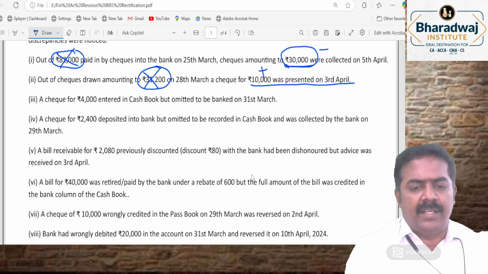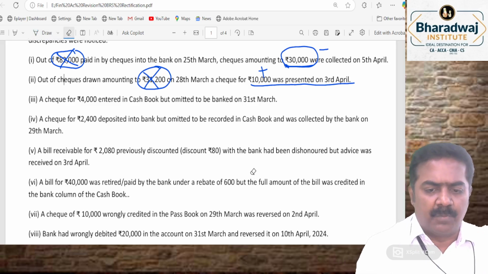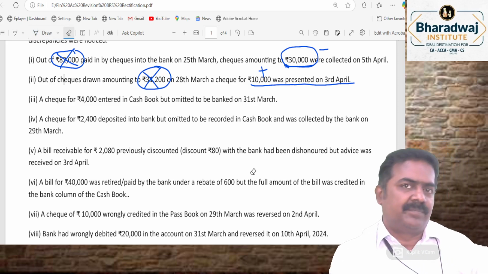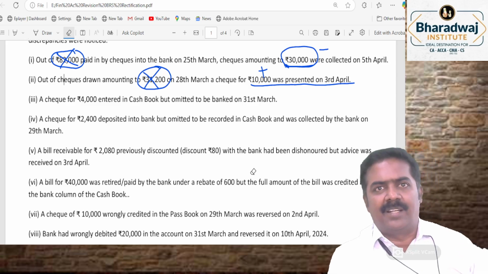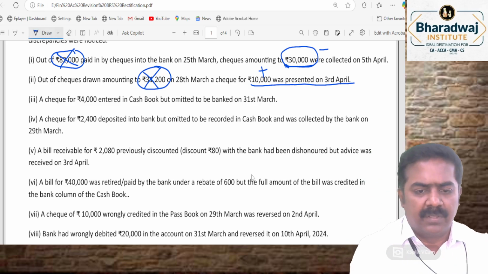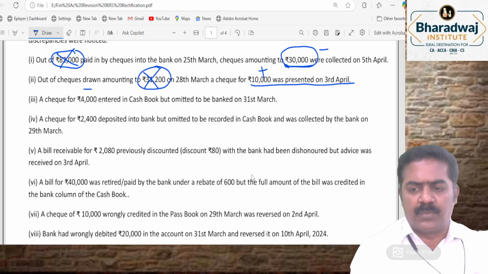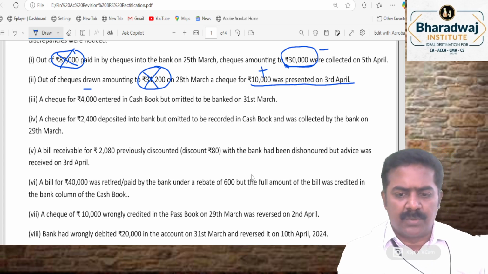Check entered in cash book means we have added in the cash book, but not deposited in the bank. We have added, but the banker has not added. So what to do? Minus 4,000.